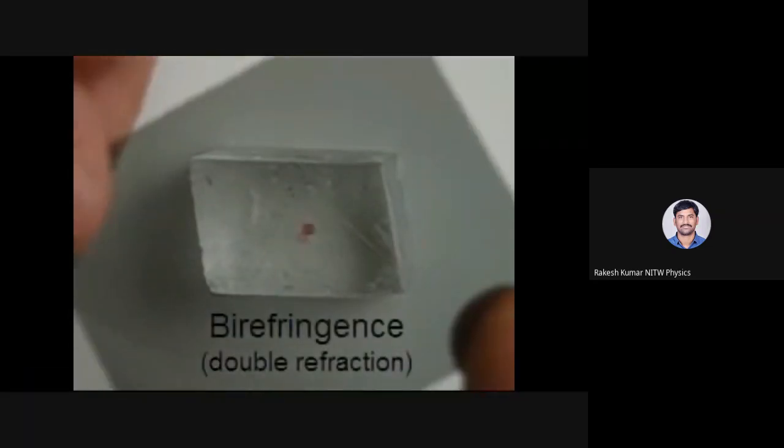So again, he's testing the polarizer. Same thing happening. One is appearing, one is disappearing. This is one way of confirming both refracted rays as plane polarized or not. Now there is another way.